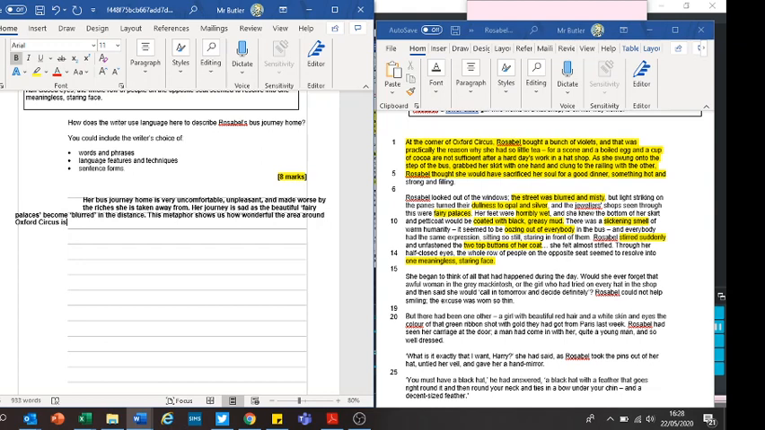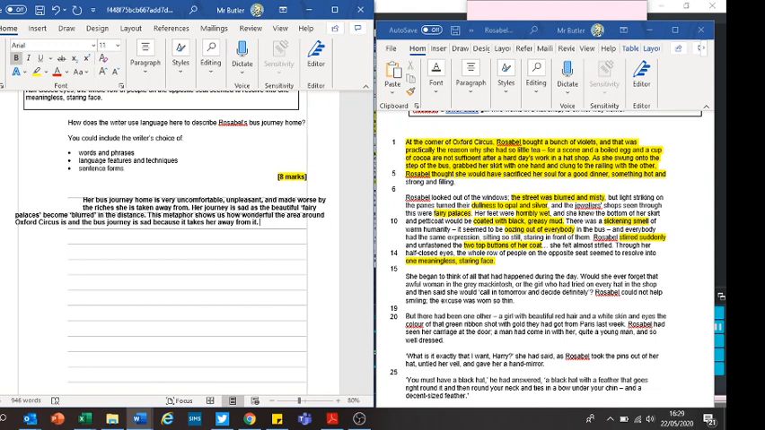Oxford Circus is wonderful, and the bus journey is sad because it takes away from, oh my, what takes away from it. Alright, so I've explained it and I've explained the effect.